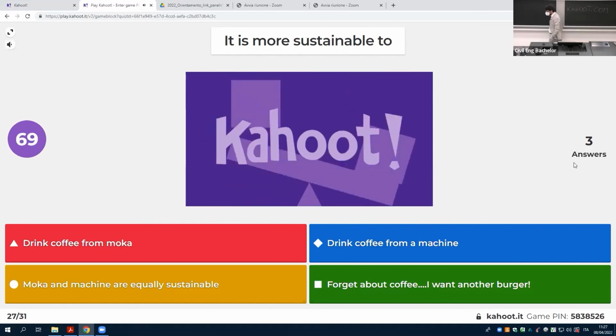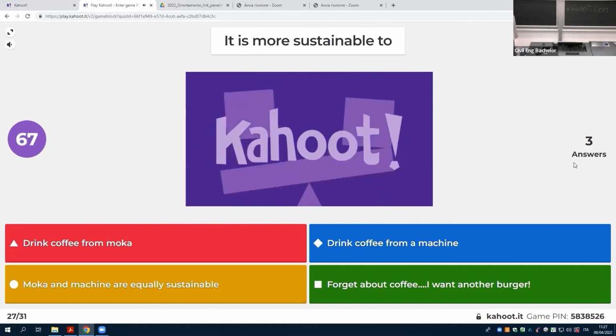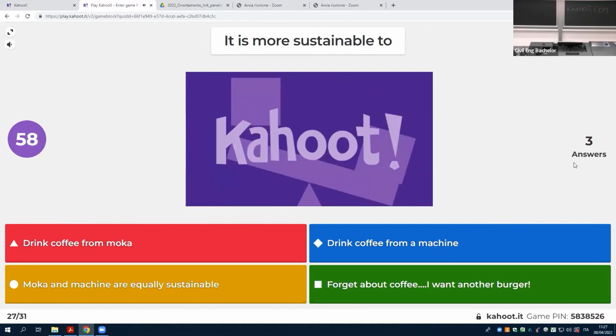What do you think? Are we working in favor of ecology when we have a coffee from the electric machine, or when we do a traditional mocha? What do you think?